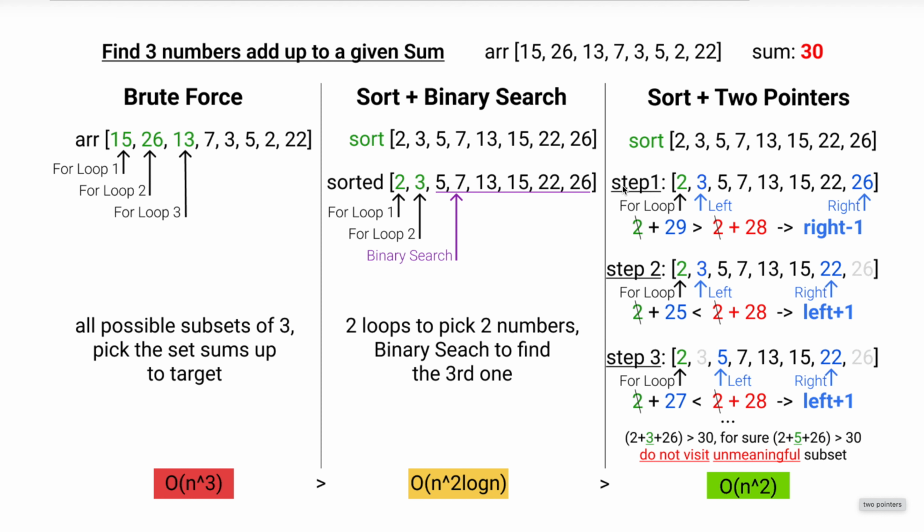So for step 1, with the for loop, we already picked 2, and with the left and right pointers, we picked 3 and 26. That's gonna add up to 29, but our target sum is 30.